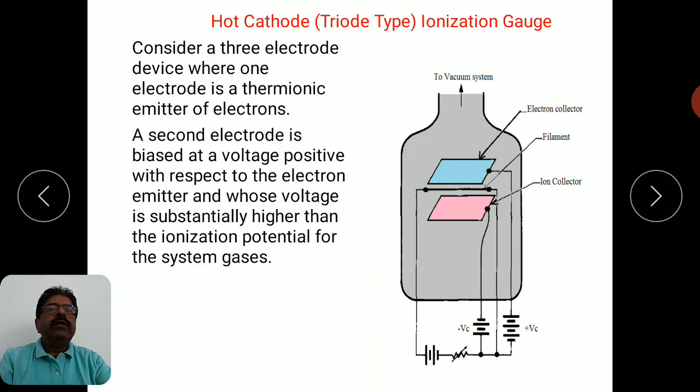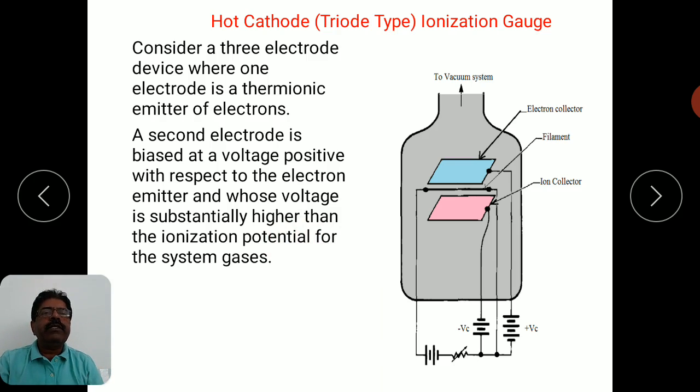Then next one, a second electrode is biased at a voltage positive with respect to the electron emitter. Electron emitter means this filament. So the second electrode is biased at a voltage which is positive with respect to this first filament electrode, and whose voltage is substantially higher than the ionization potential of the system gases.